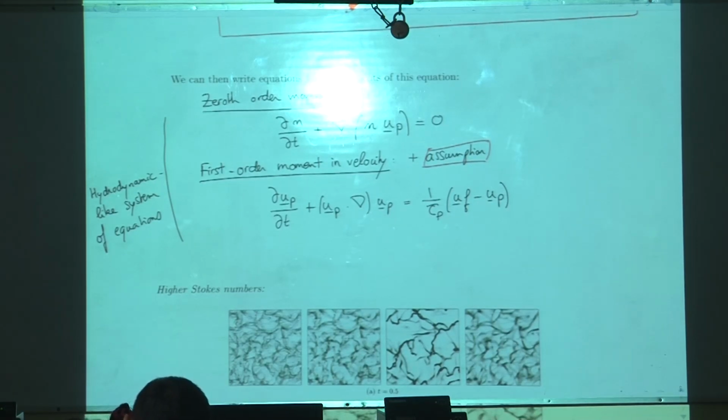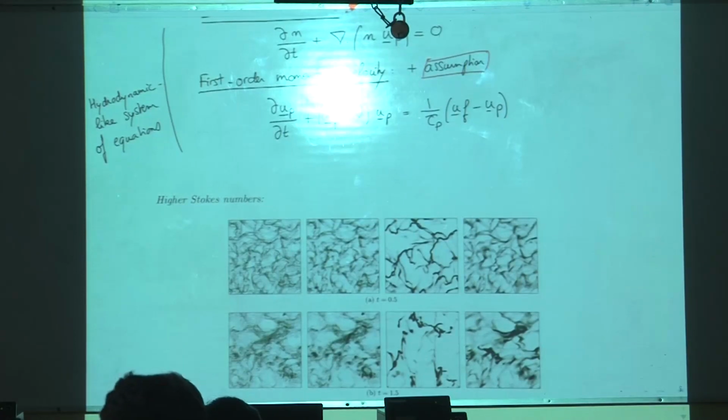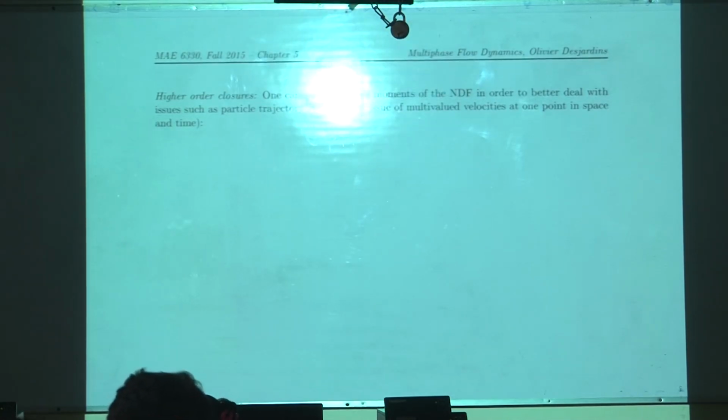If you don't make this assumption and stay true to this idea that you can have a full distribution of particle velocities at a given place at a given time, then your moment equations will look a little bit different. And that's what I wanted to show down there. It is possible to solve for those moments and write that in a more systematic way.